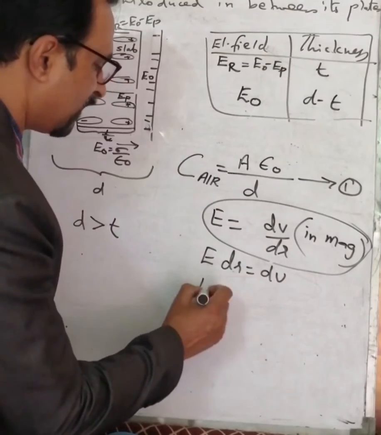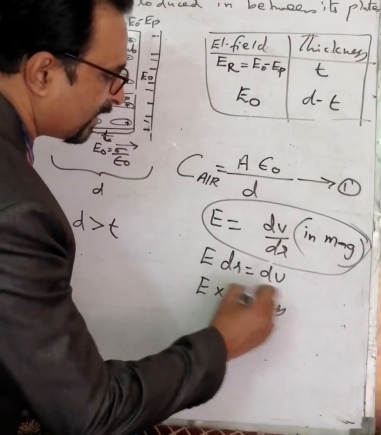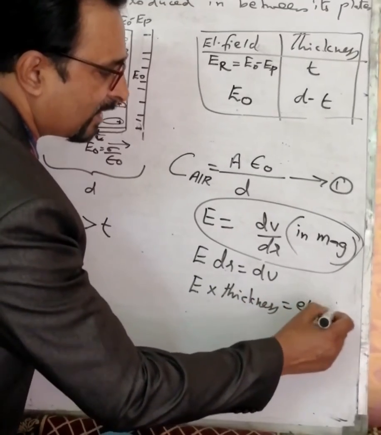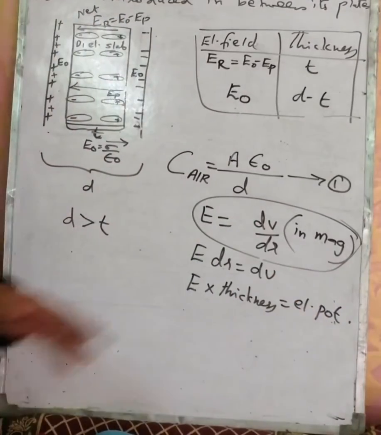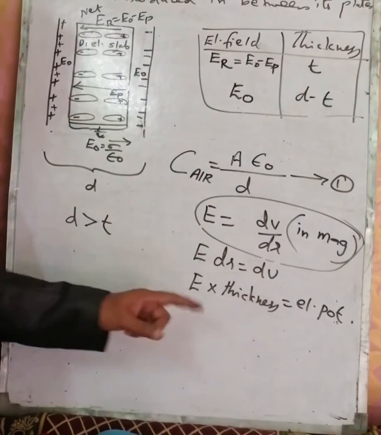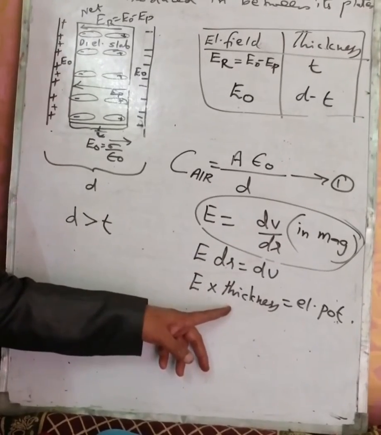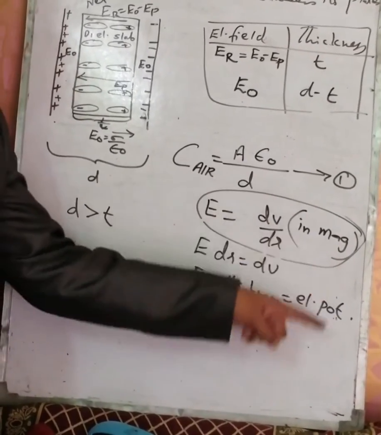What is the meaning of this? If you multiply the electric field with its thickness, you will get the electric potential. See the concept very clearly. E is equal to dV by dr, so E into dr is dV. The electric field you have to multiply with its corresponding thickness where it exists. Then what will you get? You will get the electric potential.